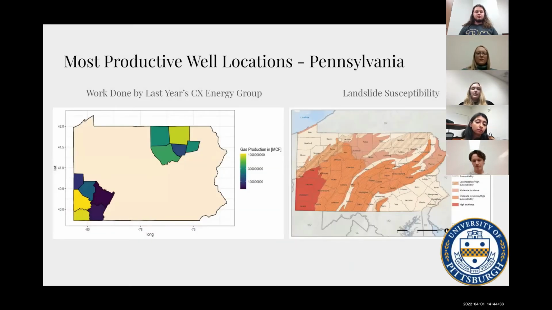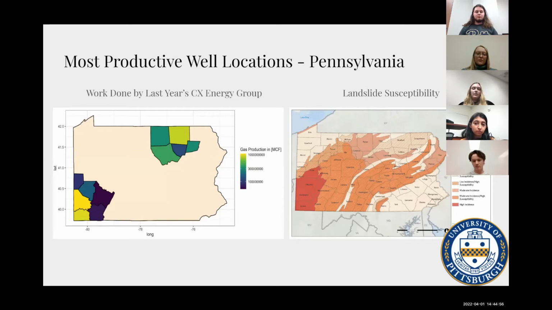Based on work done by Pitt's CX Energy Group from last year, we can narrow down to the most profitable counties for oil and gas production. We can use these counties as a starting point to compare to solar ratings data. And thus we can see where solar farms could best be placed.